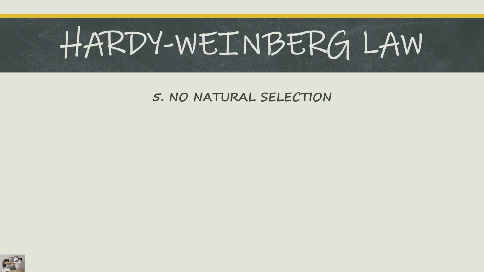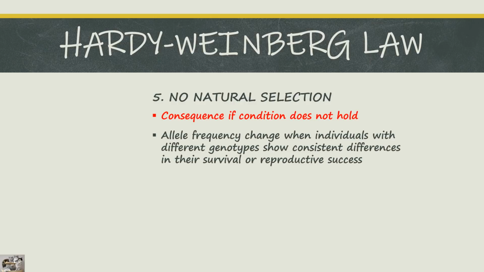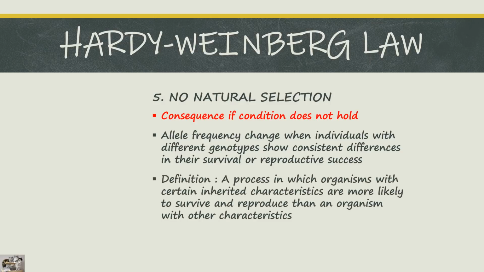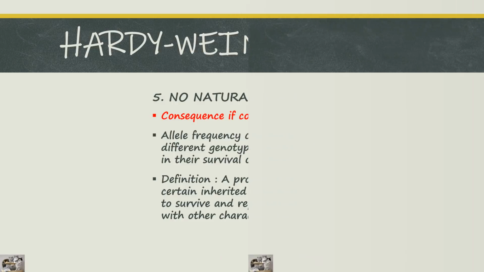And lastly is no natural selection. Say the consequence if the condition does not hold, allele frequency changes when individuals with different genotypes show consistent differences in their survival or reproductive success. The definition of natural selection is a process in which organisms with certain inherited characteristics are more likely to survive and reproduce than organisms with other characteristics.